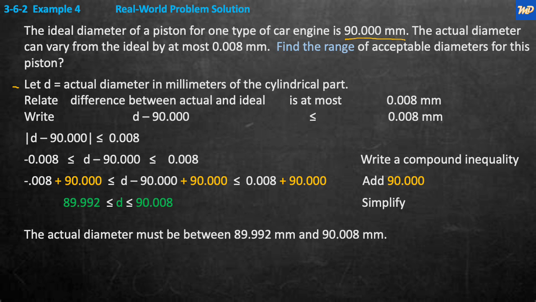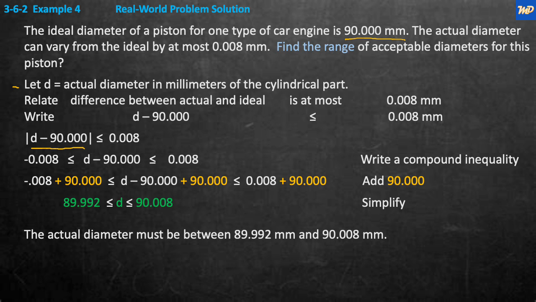to 0.008 millimeters. So here we're going to write D, the measured value, minus what we were hoping for, is going to give us some difference. And that difference has to be less than or equal to 0.008. So let's look at it. The absolute value of D minus 90.000 is less than or equal to 0.008.